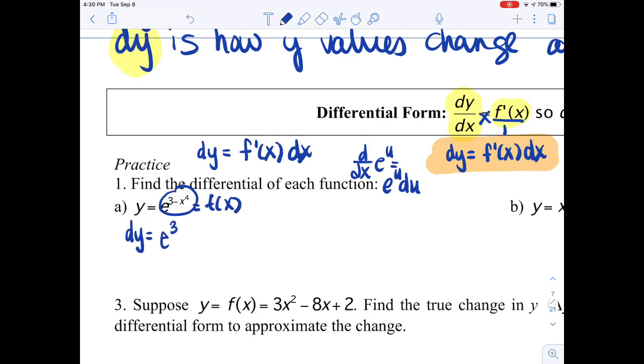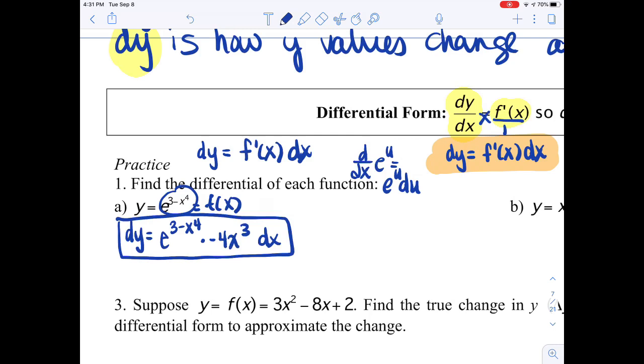Okay, so this would be e to the 3 minus x to the 4th, and then the derivative of the u, in other words, the exponent, is negative 4x cubed. And then again, dy equals f prime of x dx. This is your differential form of that function. Okay, so finding the differentials is essentially finding the derivative and just making sure that dx is on the right-hand side.